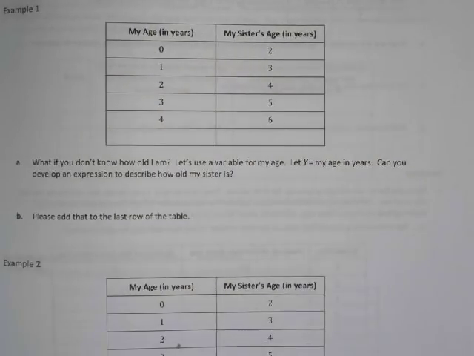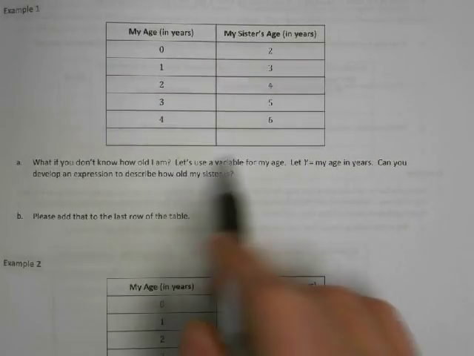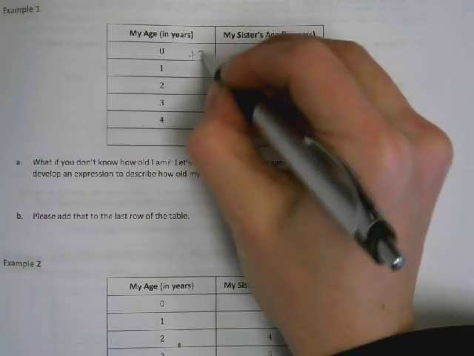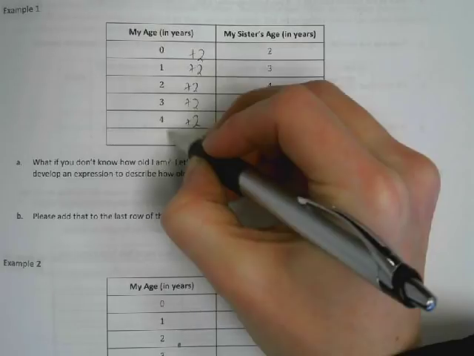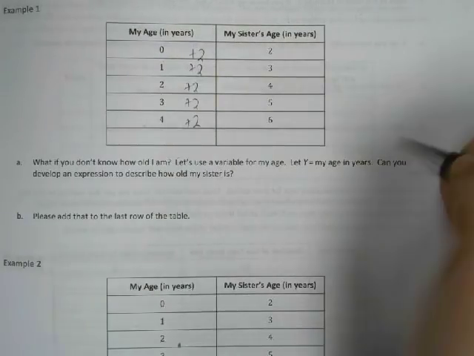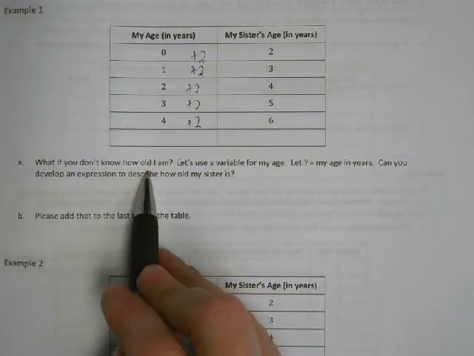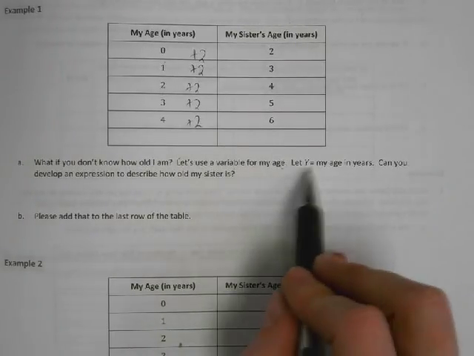So here's our next table. It's her age and her sister's age. It's that same thing, but we can finish the table, so it's still the same pattern. We're still adding 2 all the way through. And if we're going up by 1, so what if you don't know how old she is? Let's use a variable for her age. It says let y represent her age in years.